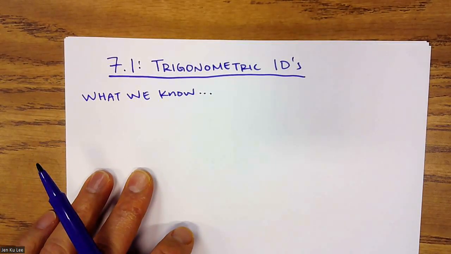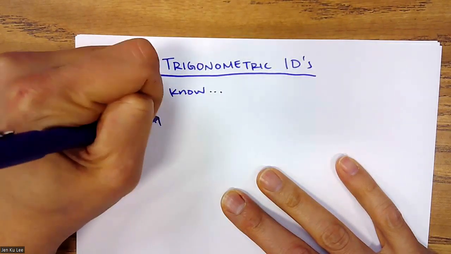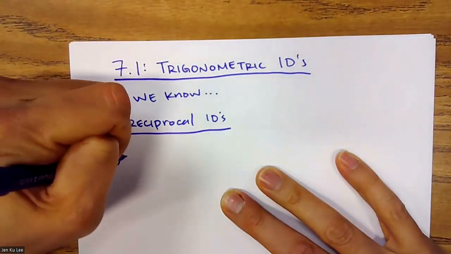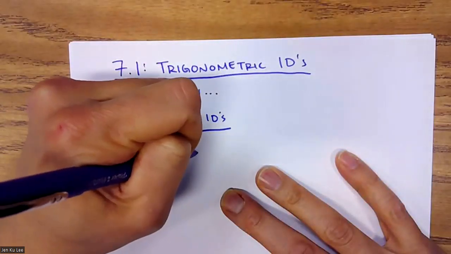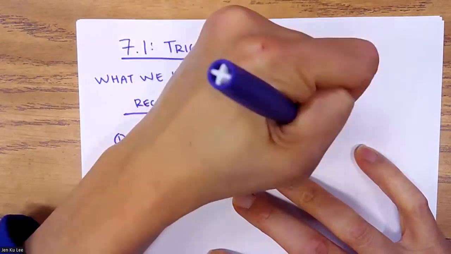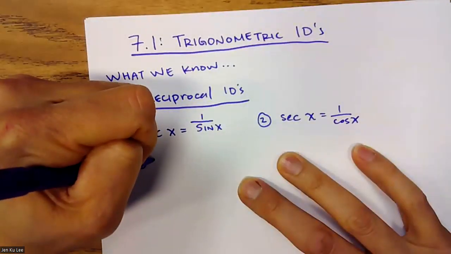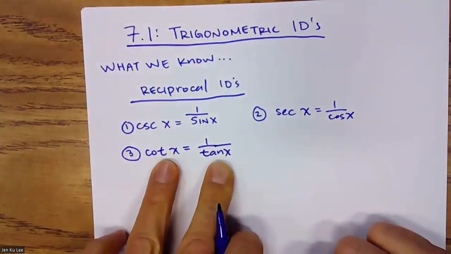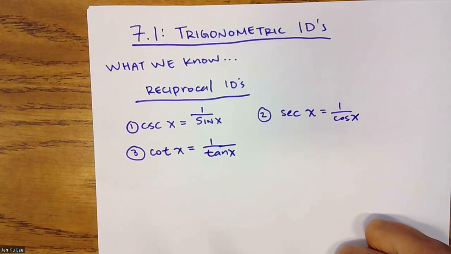Okay, so what we know so far is the reciprocal identities, which are cosecant of x equals 1 over sine of x. Okay, the second one, secant of x equals 1 over cosine of x. The third one, we know cotangent of x equals 1 over tangent of x. And also, if we just switch these places, right? Sine equals 1 over cosecant, cosine equals 1 over secant, and tangent equals 1 over cotangent.